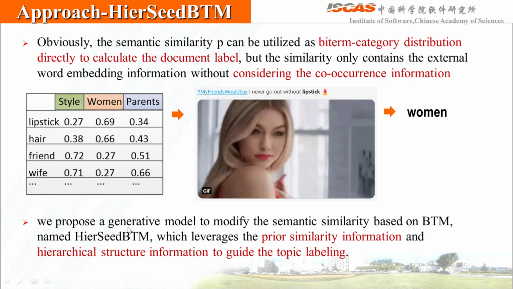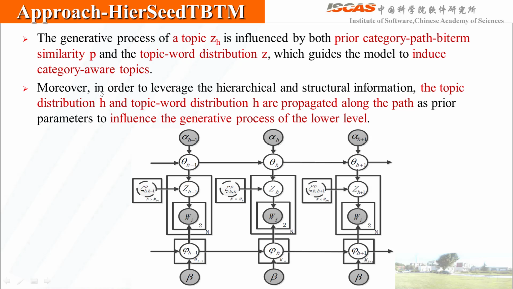We propose a generative model to modify the semantic similarity based on BTM, named Hierarchical BTM, which leverages the prior similarity information and hierarchical structure information to guide the topic labeling. In Hierarchical BTM, the generative process of a topic Z is influenced by both the prior category path biterm similarity P and the topic word distribution, which guides the model to induce category-aware topics. Moreover, in order to leverage hierarchical and structural information, the topic distribution zeta and the topic word distribution phi are propagated along the path as prior parameters to influence the generative process of the lower level.